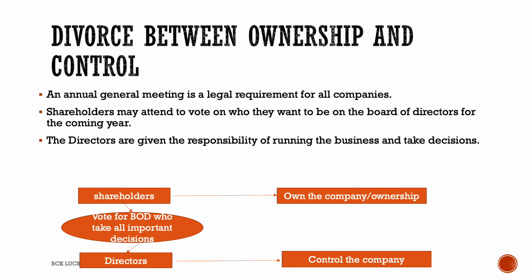So, this is the reason why we say shareholders own the company. So, the ownership is for the shareholders. The shareholders vote for the board of directors, and the board of directors will take all important decisions. So, the board of directors will be represented by the directors. So, this is the reason why we say the directors control the company.